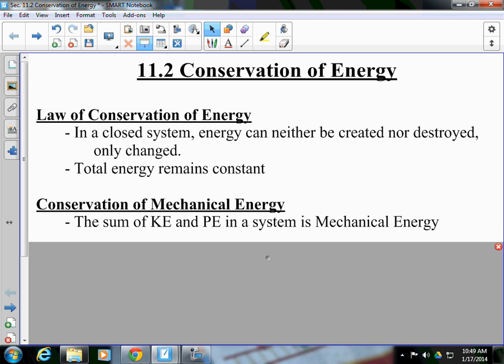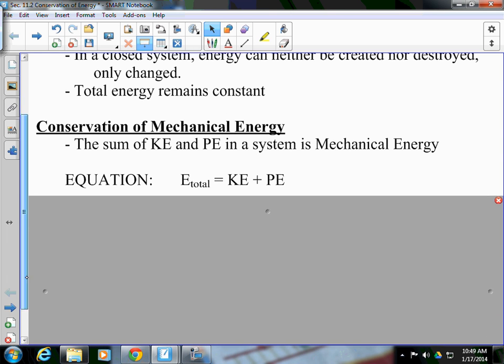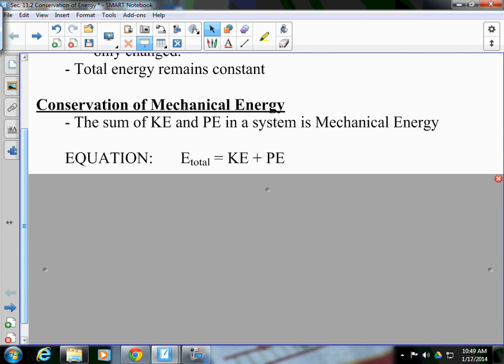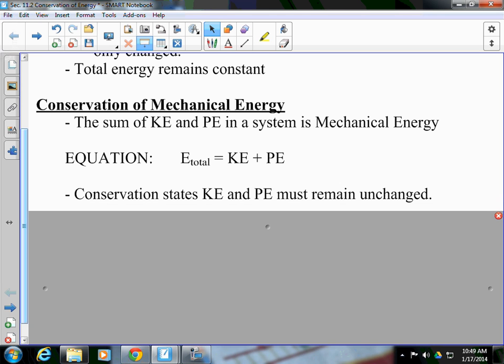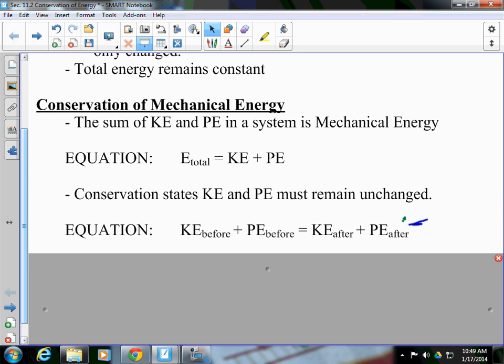So when we talk about this, the sum of kinetic and potential in a system is mechanical energy. And that will look like this. The total energy in our system is equal to kinetic plus potential. Or we can say the kinetic initial plus the potential initial is equal to the kinetic final plus the potential final. Instead of initial and final, I sometimes use before and after, but it's the same thing. Before is initial, after is final. So this is the key equation when we start talking about the conservation of energy: KE before plus PE before equals KE after plus PE after.